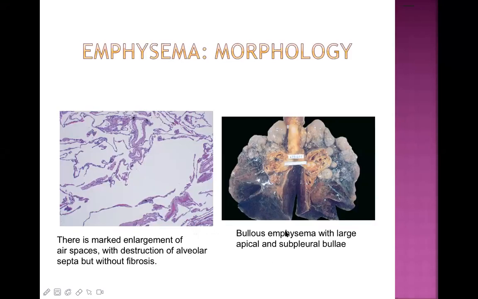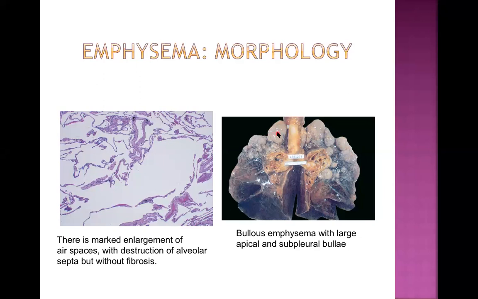Now look at the morphology. This is the gross morphology, and this is the microscopic. I would like to highlight this and show you. Let's talk about the gross first. See these blebs and bulla. These are called bulla, which are present in the apex area of the lung, or upper part of the lung. So this is centriacinar emphysema.